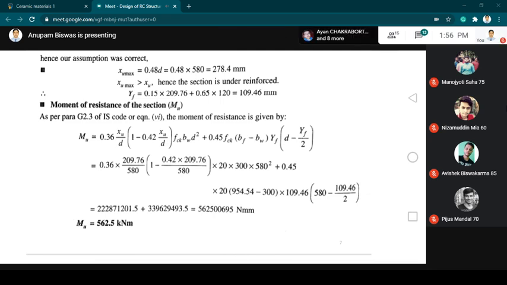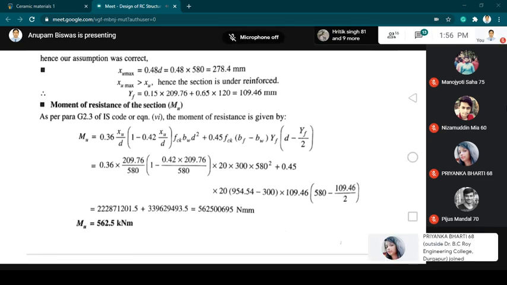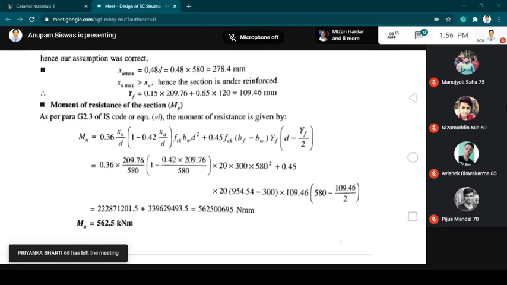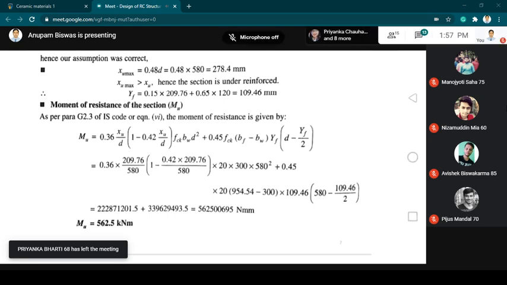If you have understood the previous class, you will know why this equation is coming and how. I have sent the notes of the previous class. I hope all of you have received it. So after finding out all the values, we will get the value of moment of resistance from here. Can you solve this type of problem?